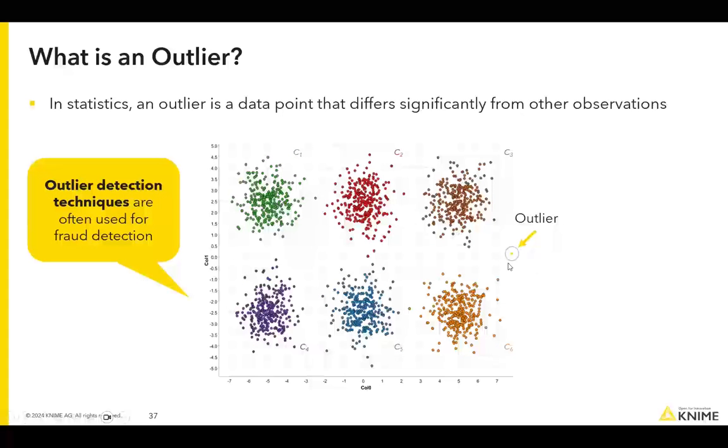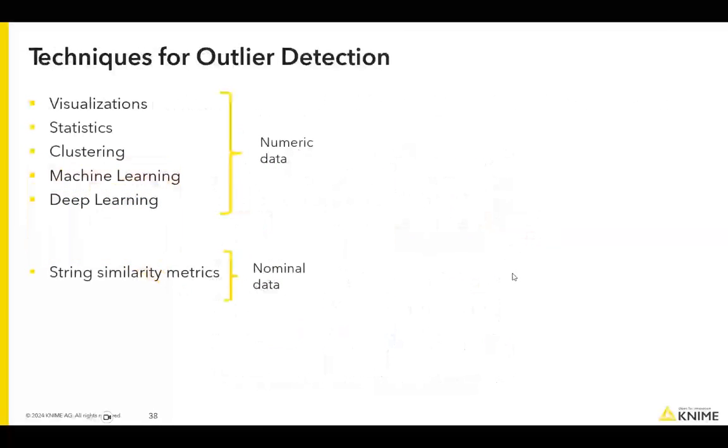Yeah, and as I said, outlier detection techniques are often used for fraud detection. What are those techniques? There are many different techniques for numeric data and for nominal data. For numeric data, you can use the visualizations. You can check the outliers from using the statistical properties of the data.